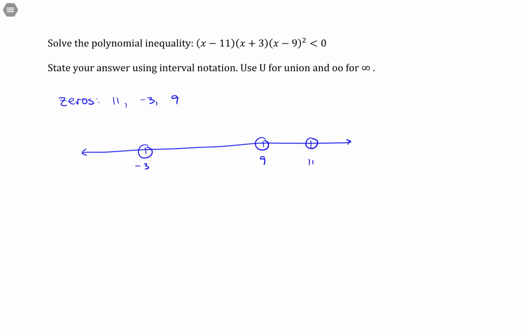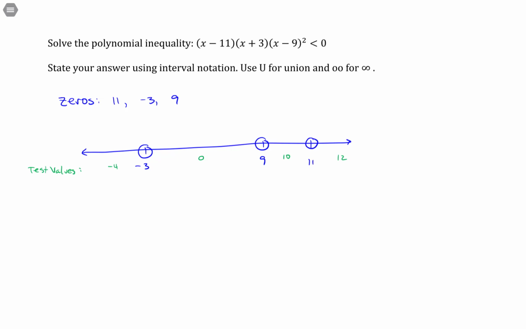That's fine. The next thing that I need to do is pick some test values to see what's happening in each range. So on the interval from -infinity to -3, I could pick a test value of -4. From -3 to 9, I could choose 0. Here I could choose 10, and lastly, I could choose 12. Now I just see what's happening on each interval by plugging that test value into the polynomial.